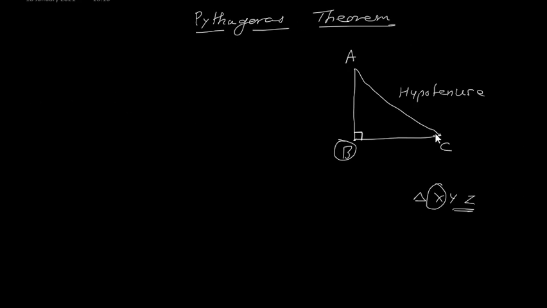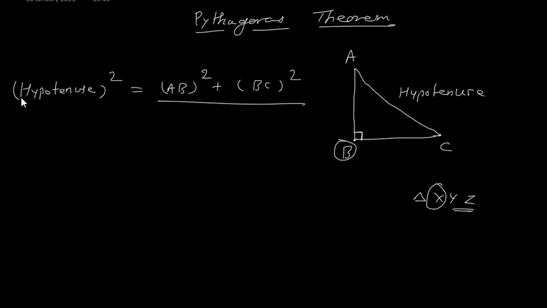Now, Pythagoras theorem says that this hypotenuse square is equal to the sum of squares of the other two sides. So in this case, it is square of AB plus square of BC. This is your Pythagoras theorem. So if the triangle is a right angle triangle, then square of hypotenuse is equal to the sum of squares of the other two sides.